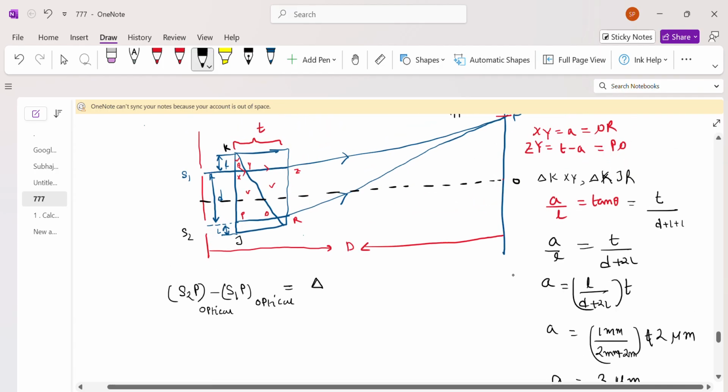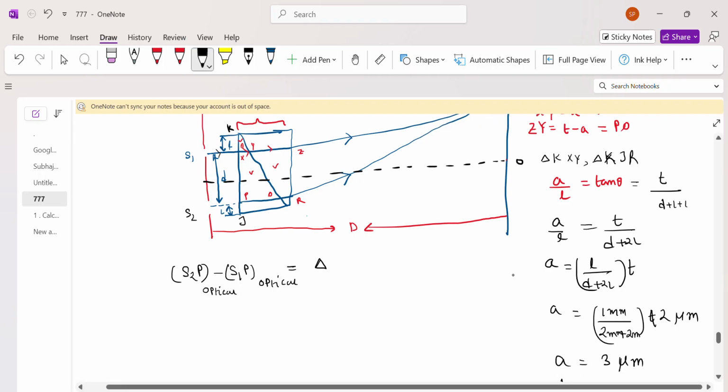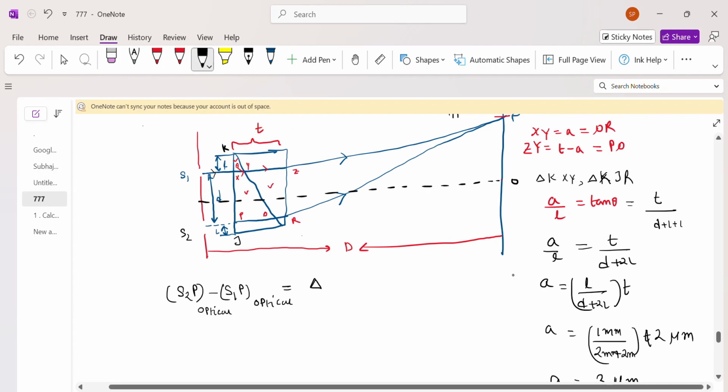So what is this optical path? Optical path is the path traveled by the light ray that is emitting from the points S1 and S2. So this is the path difference between the two light beams that are initiated at the points S1 and S2. Now let me write down this S2P first.